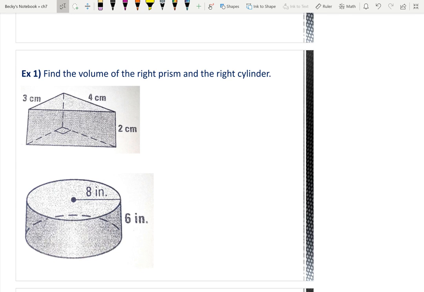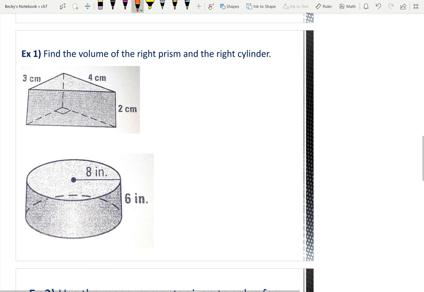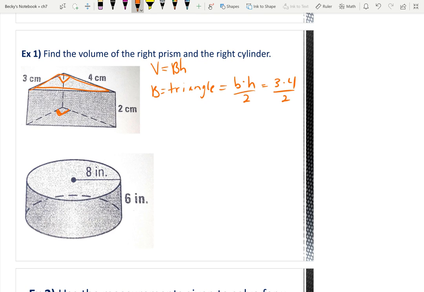Okay, so hopefully you have already tried these. Now both formulas is base times height. So the formula is pretty easy to remember. Base times height. Now you have to look at the base and determine what shape the base is. So my base is this triangle, and I know this is right angle because it shows me on the bottom base. Okay, so my base is a triangle, which is lowercase b times h over 2. So that's 3 times 4 over 2. So 12 over 2 is 6.